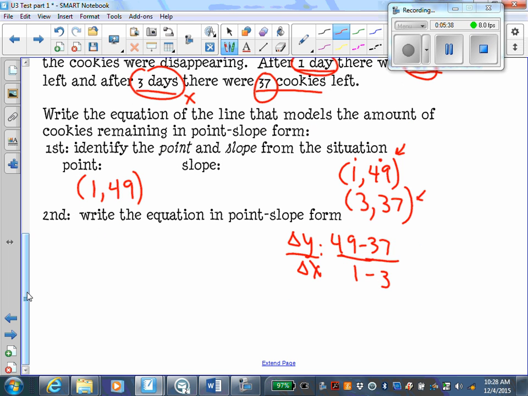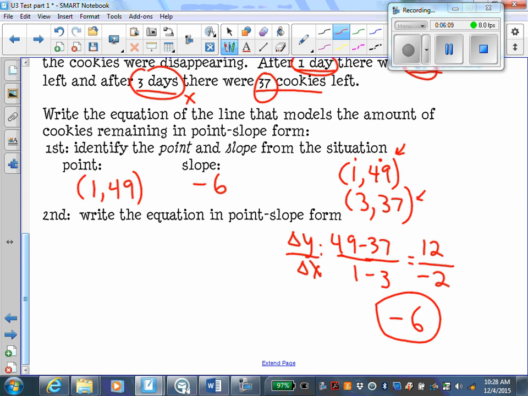Okay, so 49 minus 37 is 12, I believe. And then 1 minus 3 is negative 2. So my slope reduces. It's going to be negative overall, and 12 divided by 2 is 6. So negative 6, which is also negative 6 over 1. If I had to give the meaning of that, I would say, just talking about cookies and days, cookies are disappearing. I'd say every day 6 more cookies are disappearing.